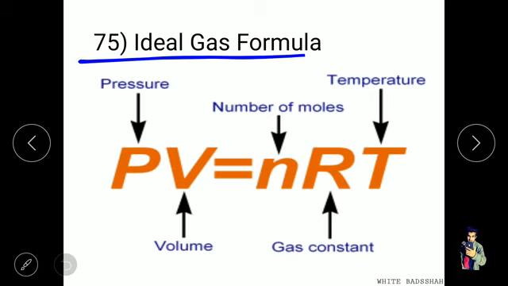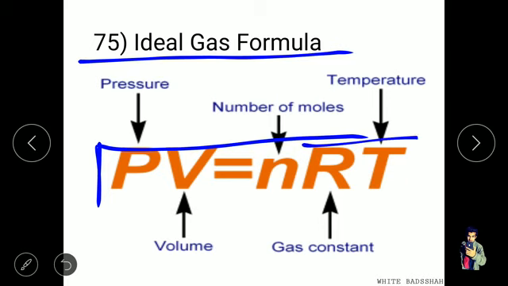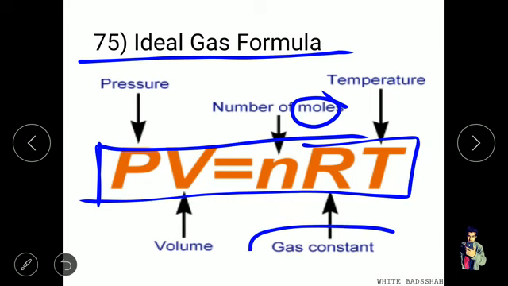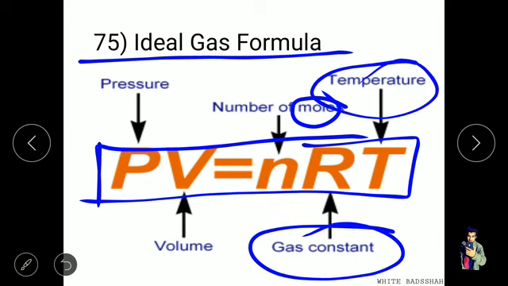What is the ideal gas formula? The ideal gas formula is PV = nRT, not PV = mRT or any such equation. Where P is pressure, V is volume, n is number of moles, R is the gas constant, and T is temperature.